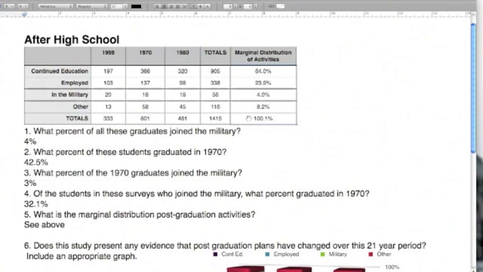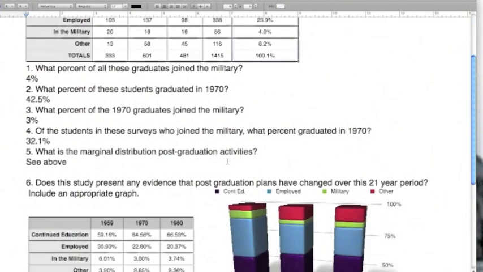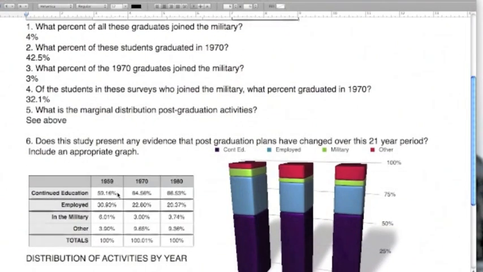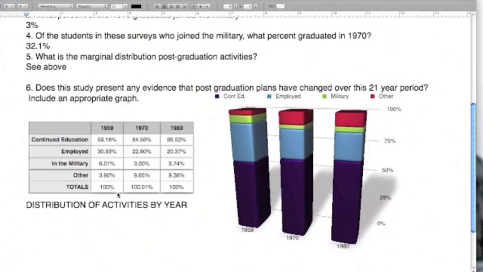Okay, last question. It says, does the study present any evidence that post-graduation plans have changed over this 21-year period? This doesn't include an appropriate graph. I've chosen to create a segmented bar graph. It joins the benefits of a pie chart where you can see portions to the whole, as well as a bar graph where you can see really quick how the different distributions have been set up, and you can compare multiple distributions or multiple variables at the same time.